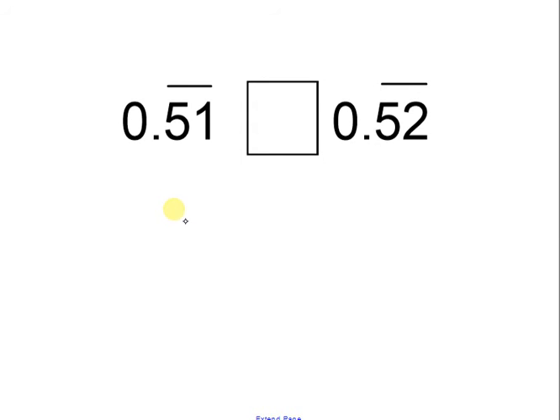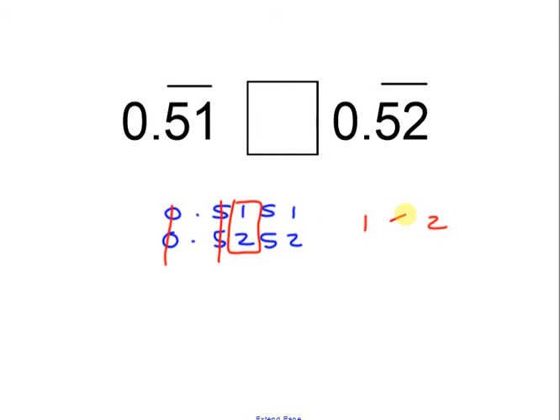The easiest way to do that is again to line them up, but to repeat them out once or twice. So here I did 0.5151. Now it does end up repeating a lot more than that, but that's going to give me a good indication as to where to go from there. And these are both positive. So our zeros match, our fives match, and then here's where our difference is. We have a 1 and a 2. If I compared 1 and 2, 1 is less than 2, so this is going to be less than.